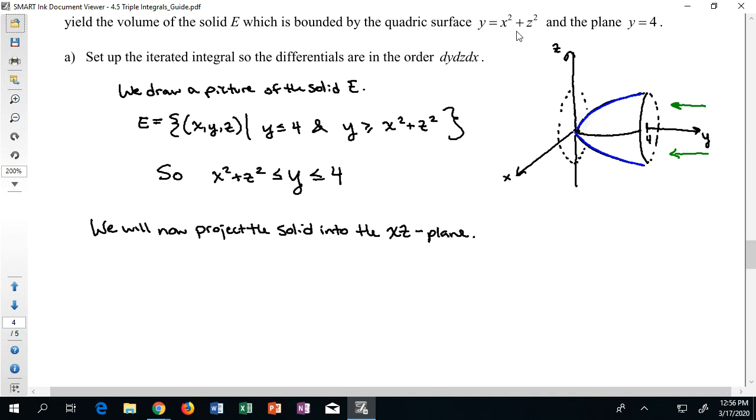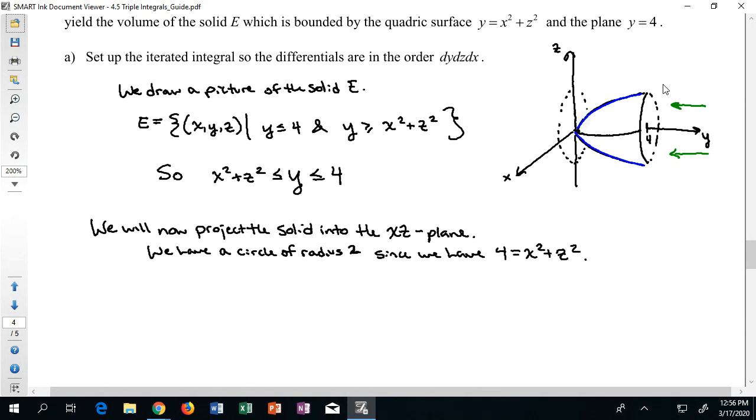Okay? So I can see here that we have a circle of radius 2, since we have 4 is equal to x squared plus z squared. That's, again, the formula that would correspond to this cap on our solid there.